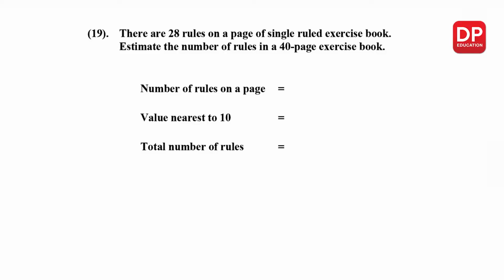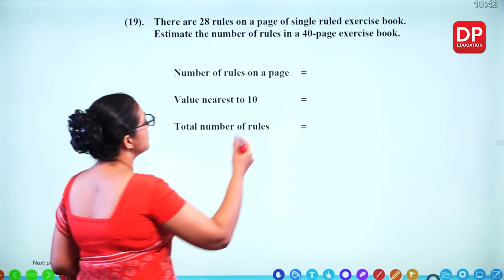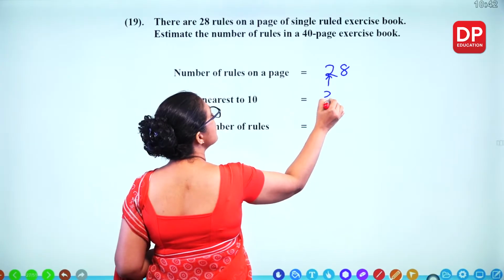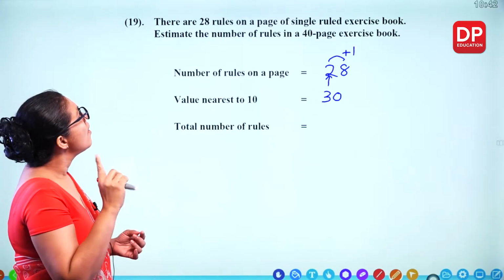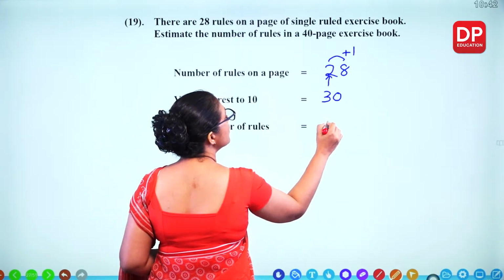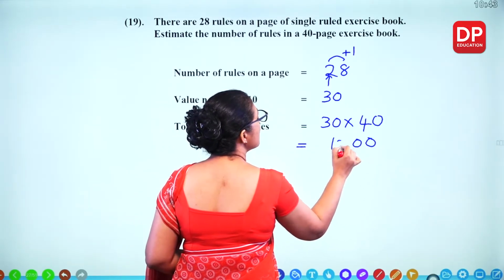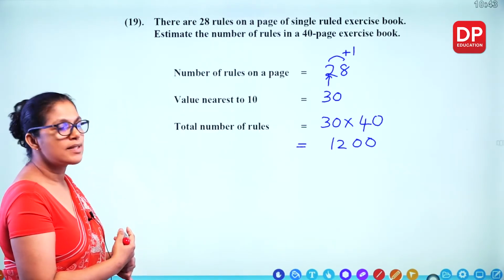There are 28 rules on a page of a single-ruled exercise book. Estimate the number of rules in a 40-page exercise book. So the number of rules on a page is 28. When you round it to the nearest 10, what do you get? That's 30. You need to add 1. Total number of rules is 30 rules per page and 40 pages. So 30 times 40. Altogether you get 1200 rules in the 40-page exercise book.